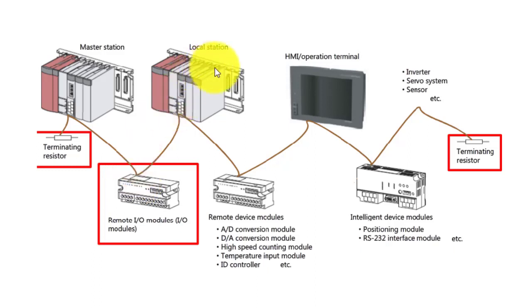The local station is the other PLC, and this other remote device module is an HMI. All the devices communicate with each other by the CC Link communication system. You have to note that you have to use two terminating resistors, one at this side and one at the last device.